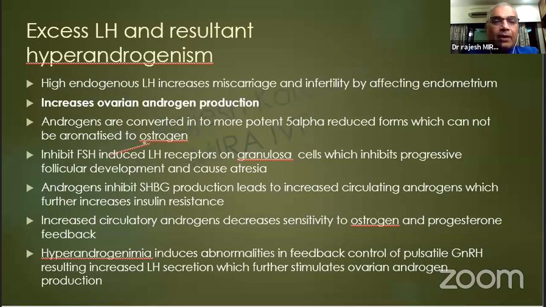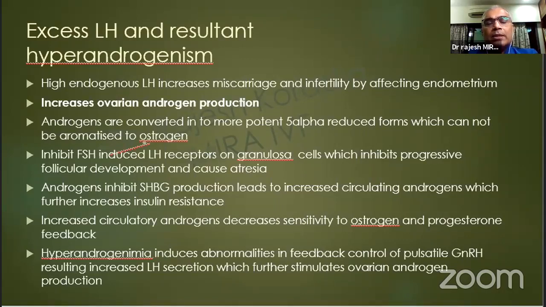Now we have understood the necessity of LH in stimulation. Now let us see the ill effects of excess LH by causing hyperandrogenism. So the high endogenous LH, first of all, clinically increases the miscarriage and infertility by affecting the endometrium. Not only does it affect the endometrium, it increases the ovarian androgen production.